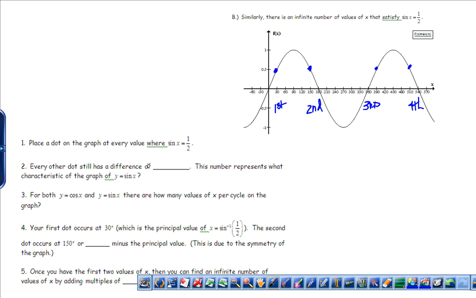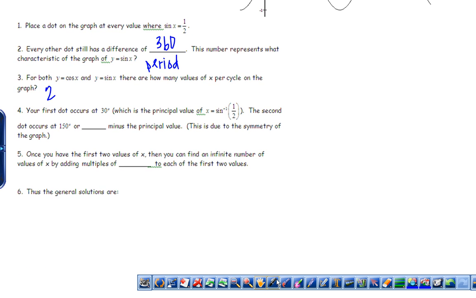So every other dot still happens with a difference of 360. This number represents the period again. For both cosine and sine, there are how many values per period? There are 2 per period. So if you start here and then you end, there are 2 dots per period. Your first dot occurs at 30 degrees, which is the principal value. The second occurs at 150, or 180 degrees minus the principal value.